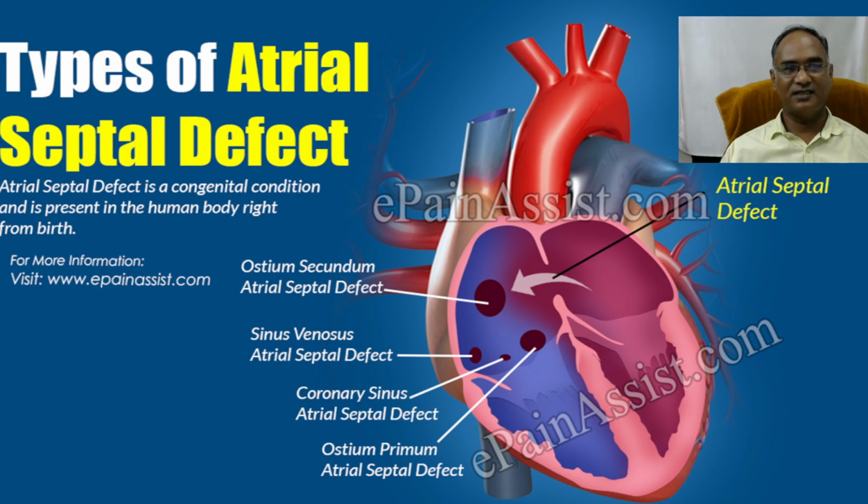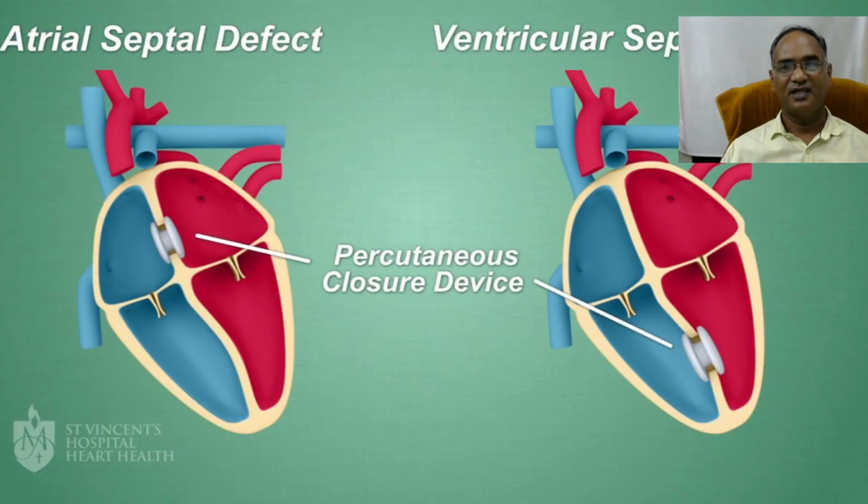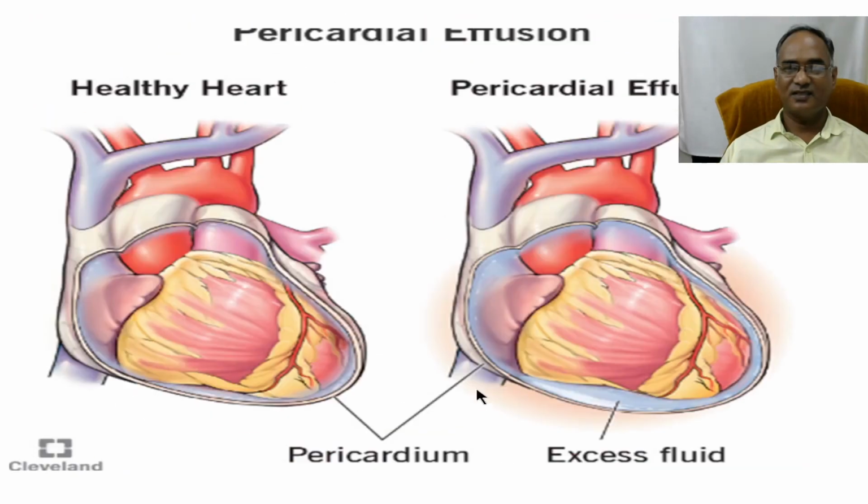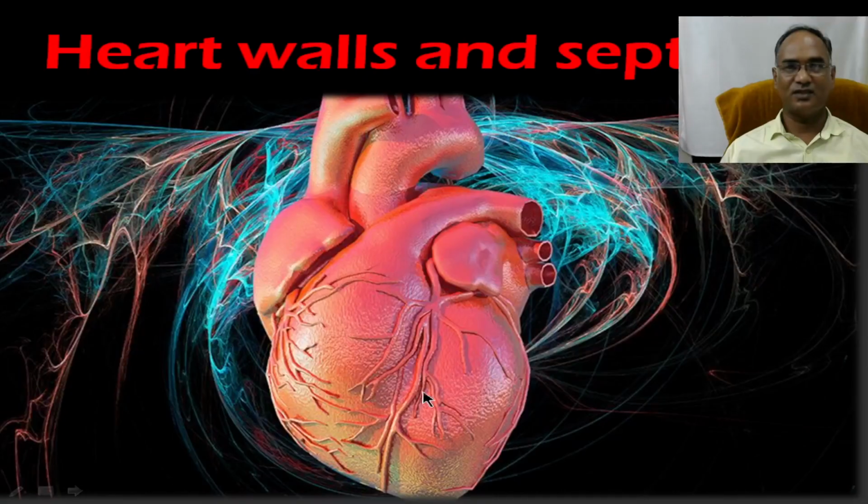For atrial septal defect and ventricular septal defect, there is a remedy, a closure device. The atrial opening is closed and the ventricular opening is closed. In this way, we can protect our heart. So in this video, we have discussed heart walls and septum. Heart walls are four coverings, septums are three septums. Thank you.